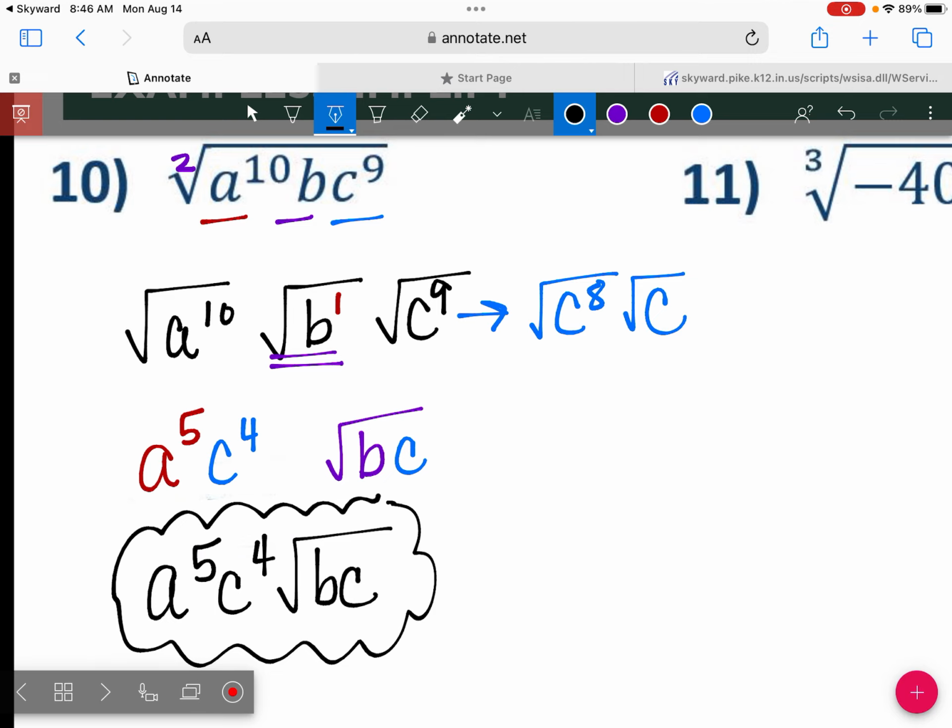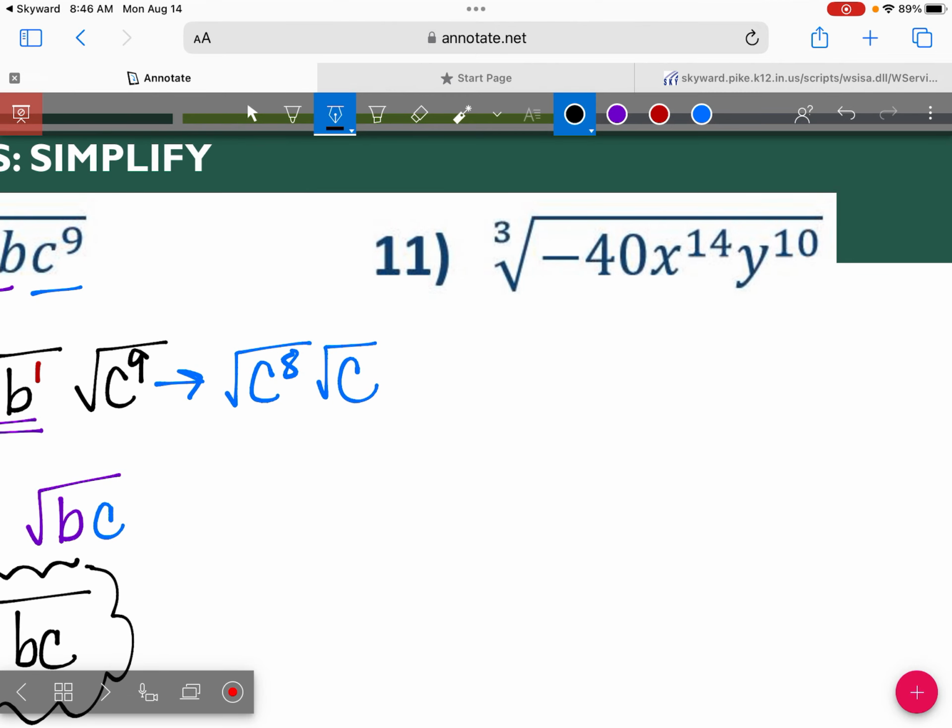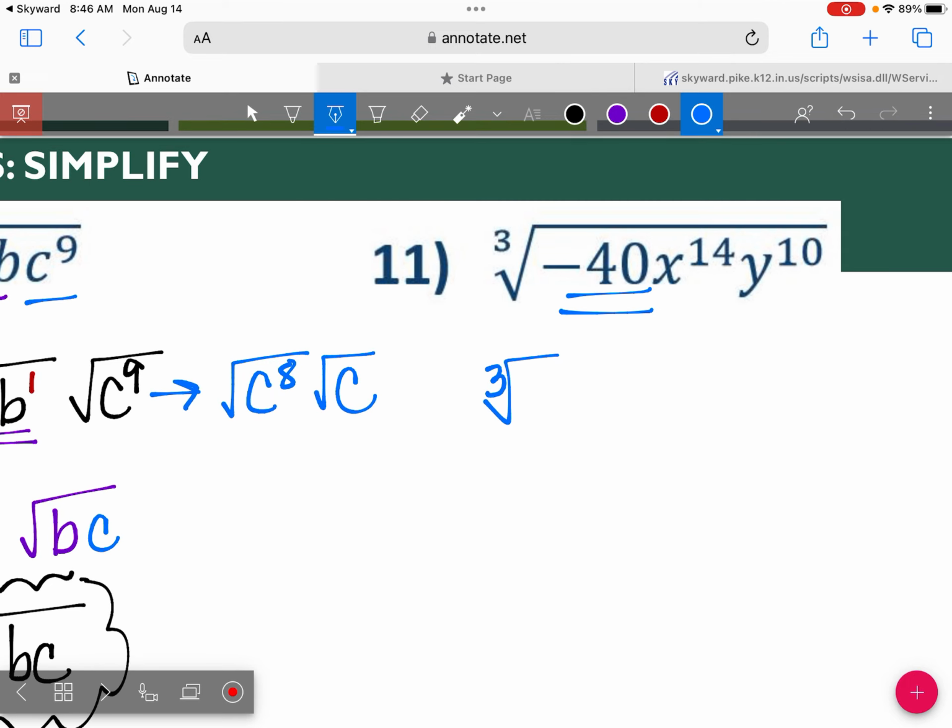And then lastly, for number 11, whenever you see a negative, I want you to break it apart. So I'm going to break this apart to the cube root of -1 times the cube root of, instead of 40, will any of these numbers that I have here go into 40? Any of these perfect cubes divide into 40? 8. So I'm going to actually break it apart to the cube root of 8 times the cube root of 5.